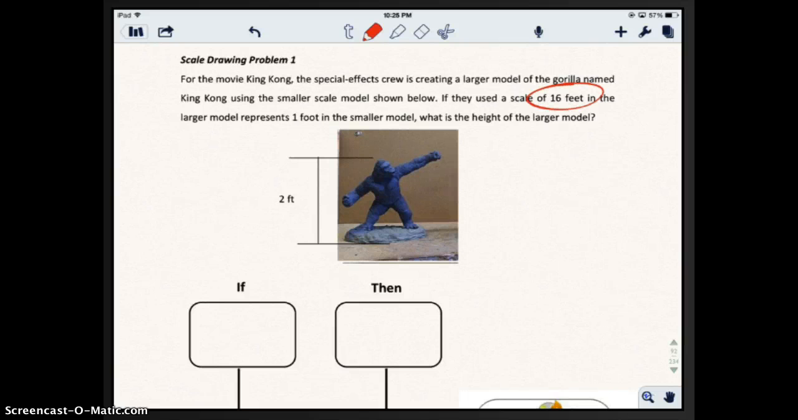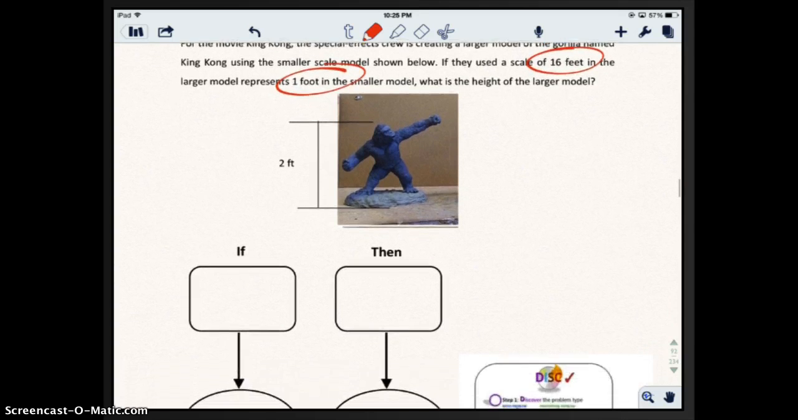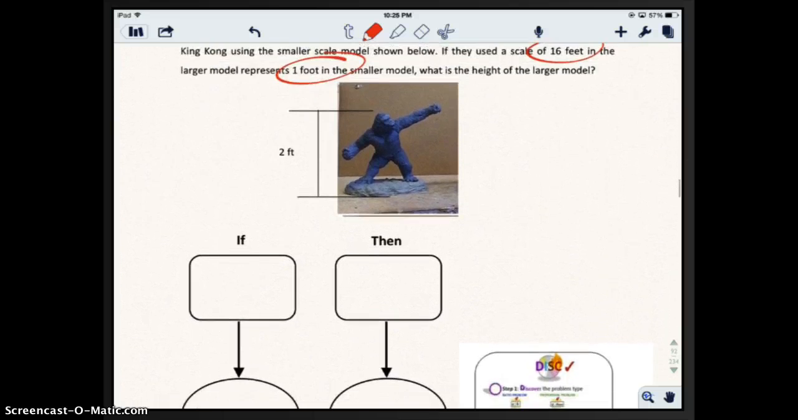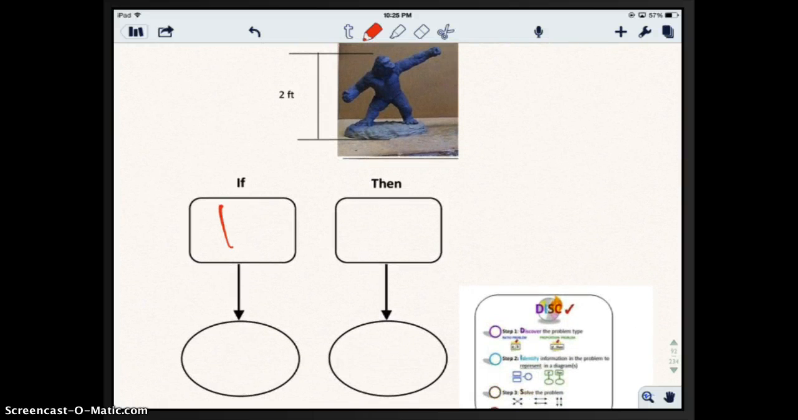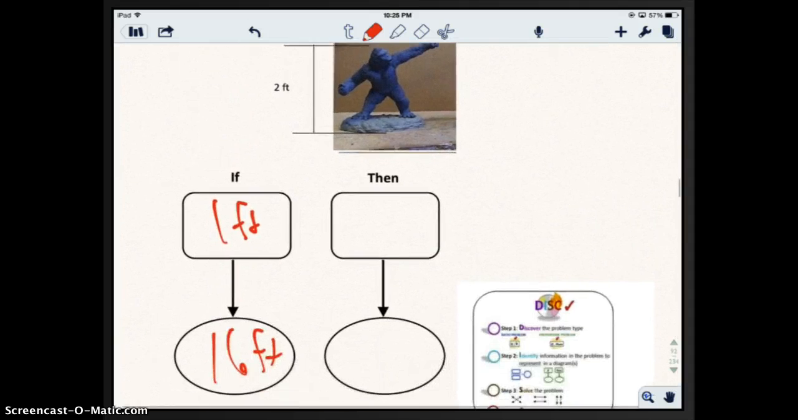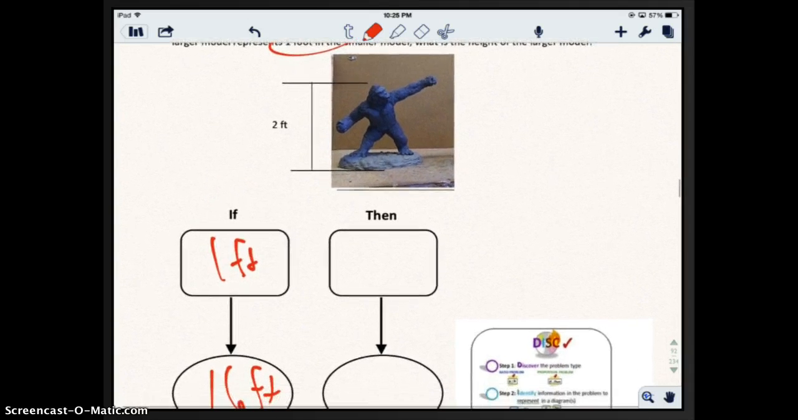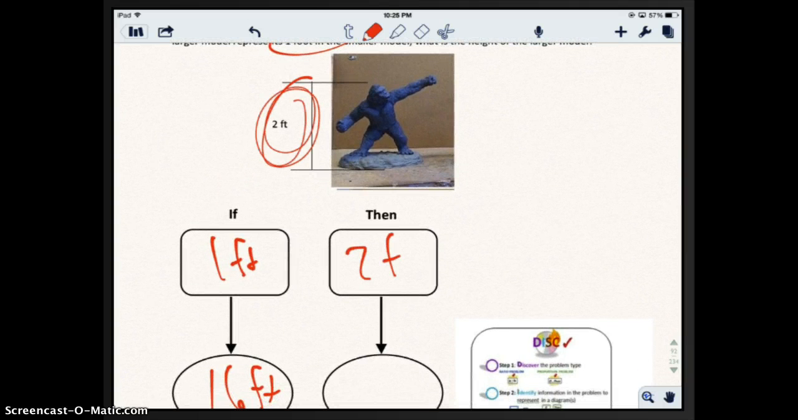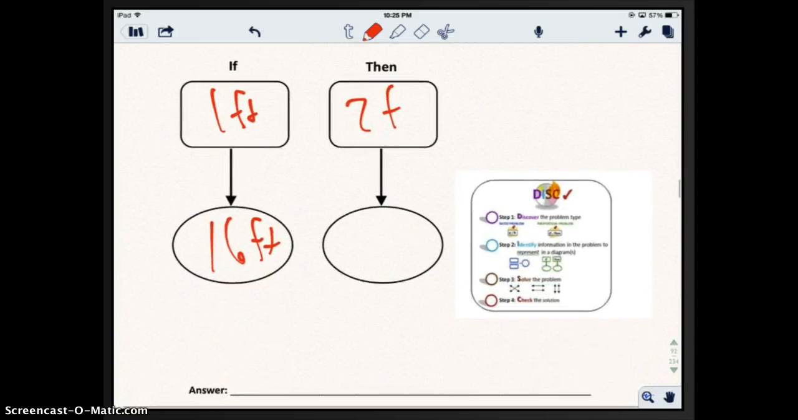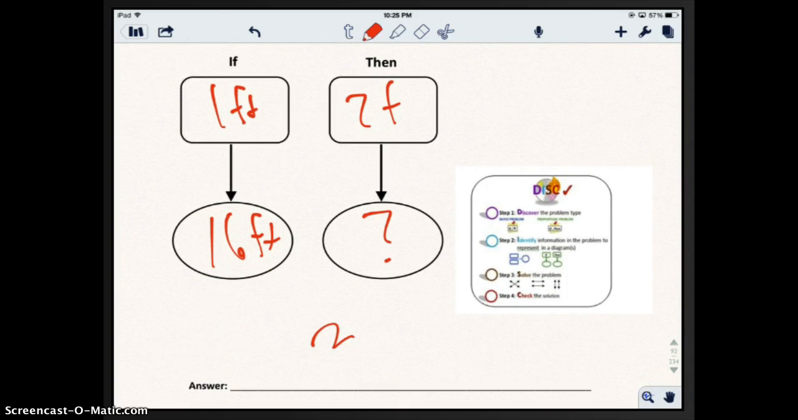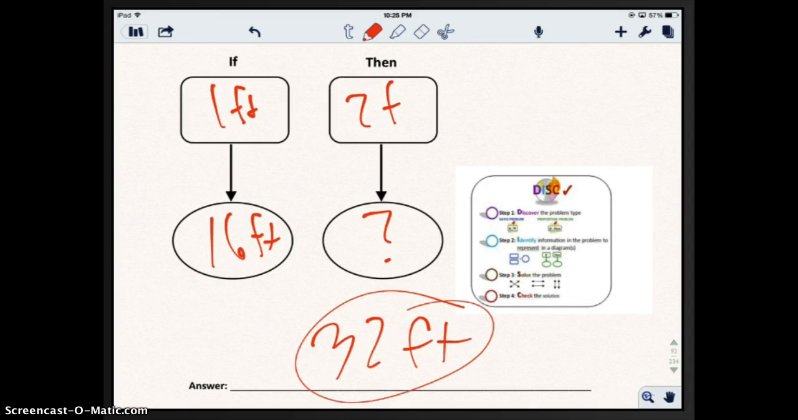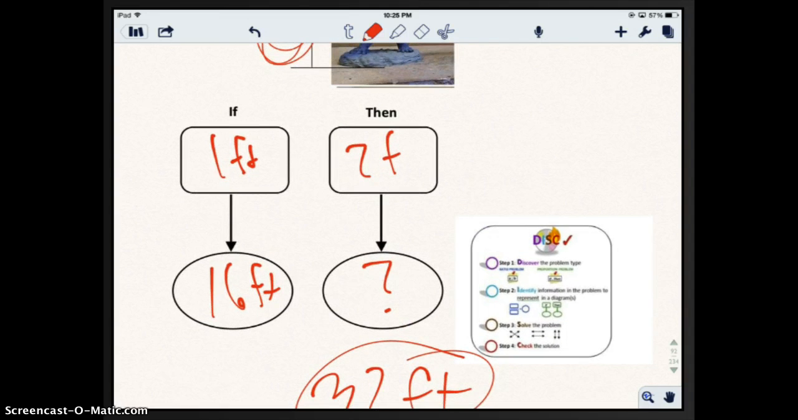So 16 feet in real life represents 1 foot on the model. So what's the height of the larger model? Well, let's see. If 1 foot on the model represents 16 feet in real life, then 2 feet, because King Kong is 2 feet tall here, is how many feet tall? Well, that would be 32 feet tall. Cross multiply, you can multiply across, multiply vertically, whatever you want.